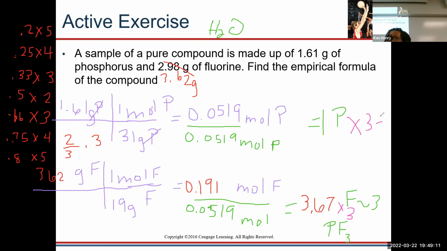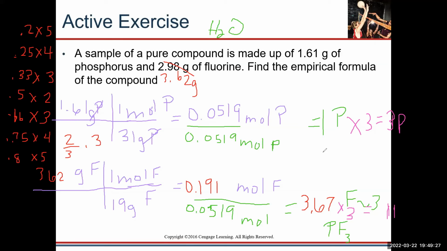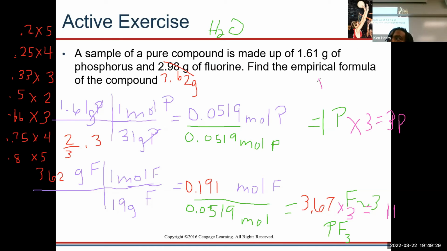So now this guy is going to be 3P, and then 3 times 3.67, if I remember correctly, that should equal about 11. Is that correct? Okay, so then my empirical formula is going to be P3F11. And we know that 11 isn't divisible by 3, right? It doesn't give us a whole number. Does that make sense?